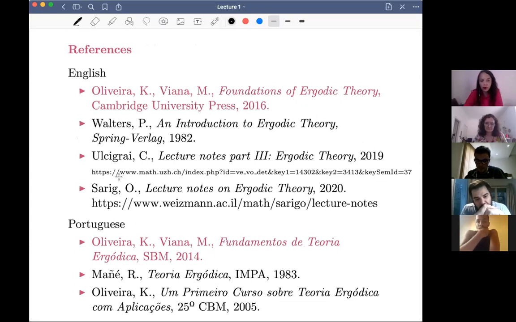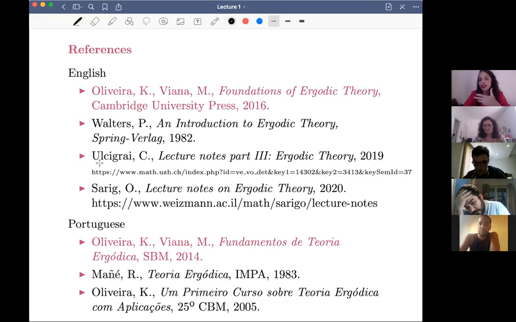So before we start, I want to give you some references. This is a well-established course, so we have very nice references. You can find very good books. We have two versions of a nice book by two Brazilians, Krerley Oliveira and Marcelo Viana. They have the book in the English version and in the Portuguese version. And this is somewhat affordable for Brazilians. It's a good price, so I'm doing an advertisement for this book. It's quite nice. But it is a big book. So this is for a year of a course, not just a semester. Basically the basics that you need for ergodic theory are in this book. So it's a good reference.